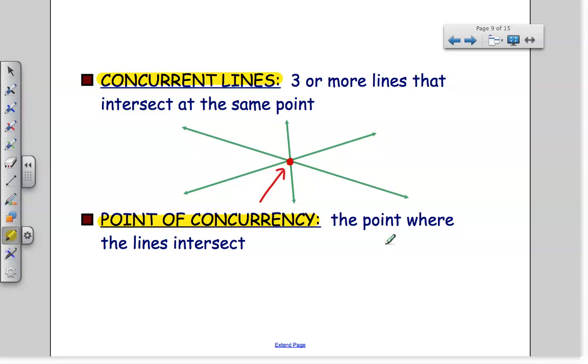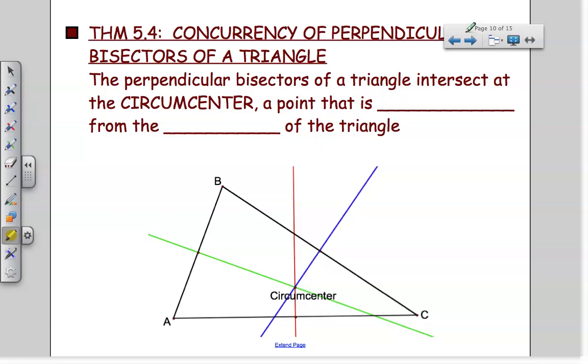So concurrent lines are going to appear a lot this chapter. Three or more lines intersecting at the same point, and the point where they intersect is a point of concurrency. You're going to see a point of concurrency when you construct the perpendicular bisectors of a triangle. If you notice here, each of these lines is a perpendicular bisector of a certain side of that triangle.